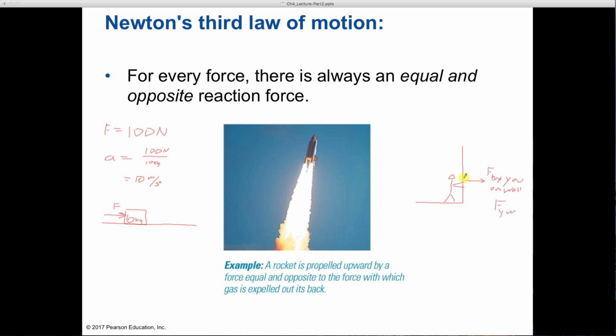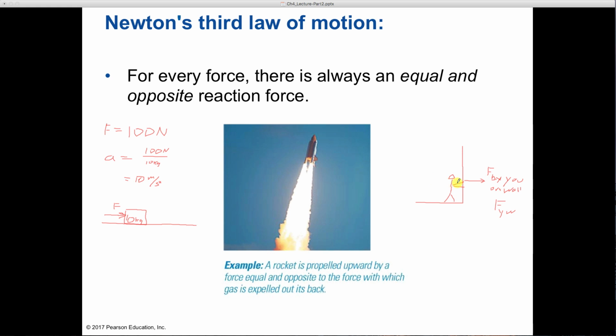Now, if that wall is really flimsy, it might start to tip over. Right? But suppose it's a really rigid wall. And either way, whether it does move or not, it doesn't really matter. What Newton's third law is saying is that because you're pushing to the right on the wall, the wall is actually pushing back on you to the left.